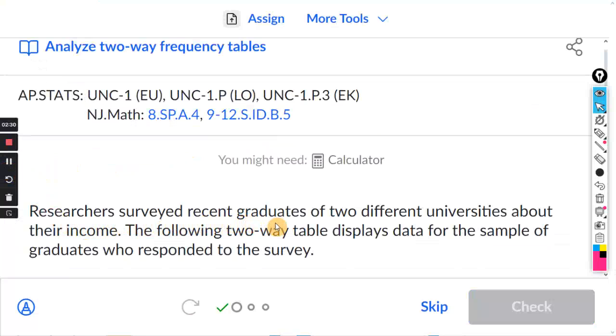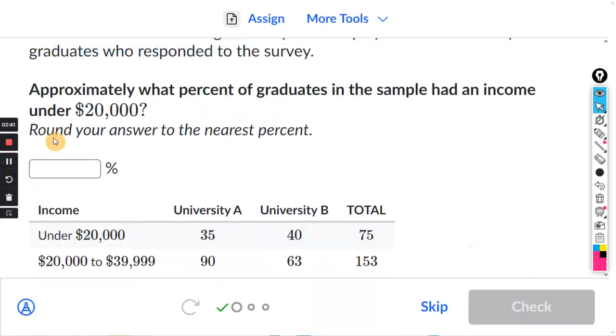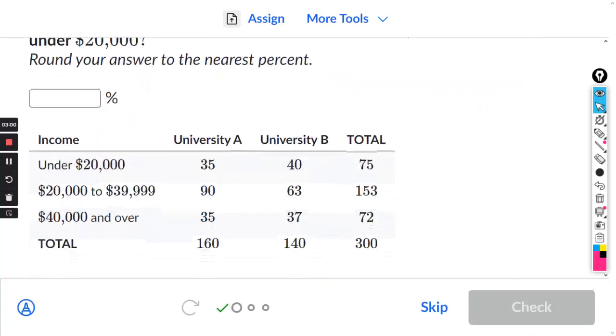Researchers surveyed recent grads of two different universities about their income. The following two-way table displays data for the sample of grads who responded to the survey. Approximately what percent of grads in the sample had an income under $20,000? Round to the nearest percent. So in other words, what percent of grads, we're looking at all of the graduates, and we want the ones percentage-wise that had an income under $20,000.